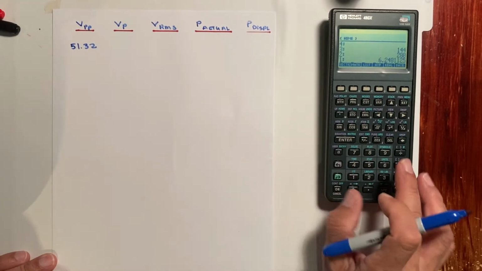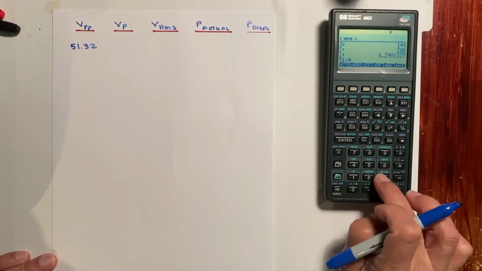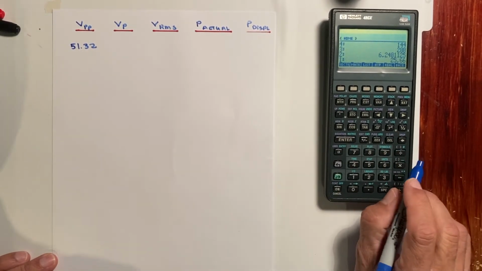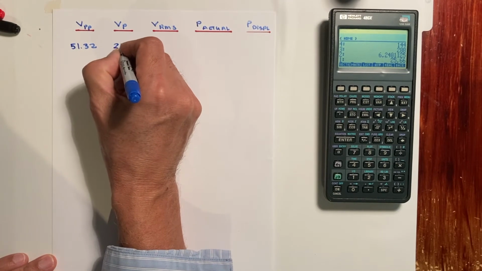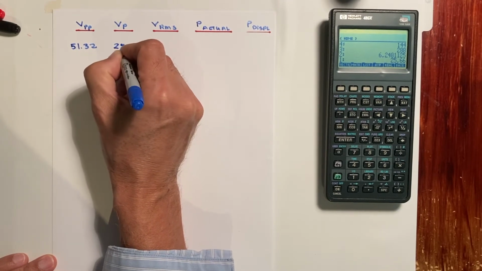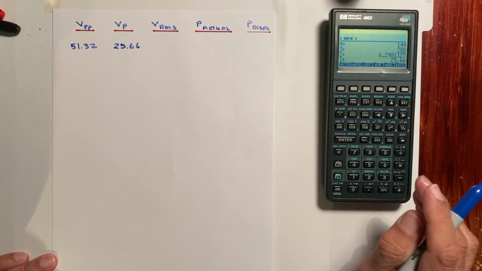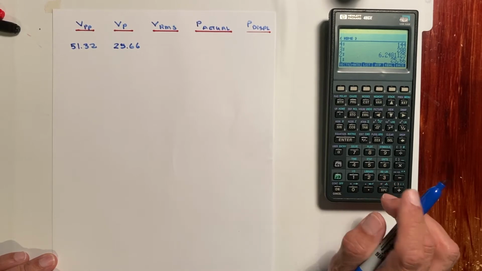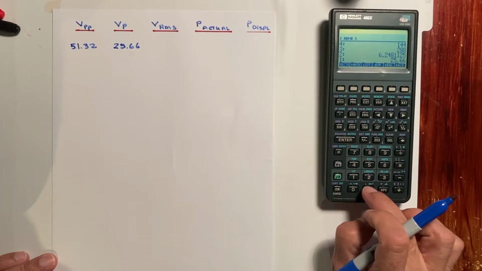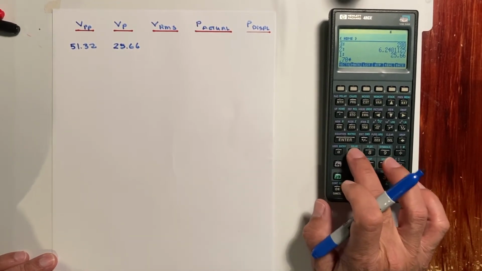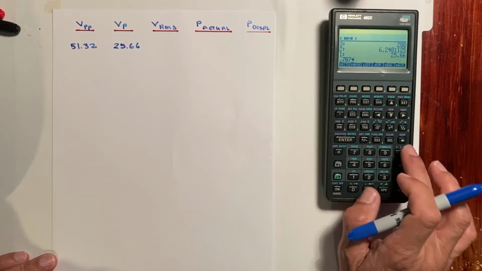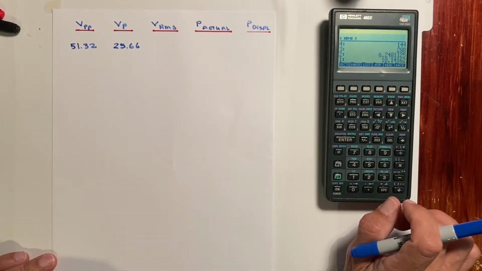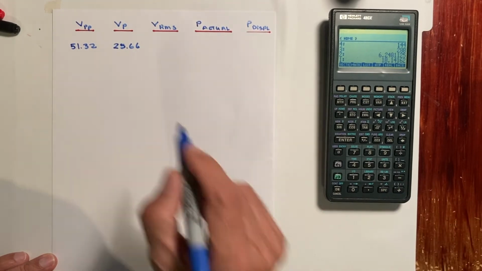So we'll go ahead and turn on the calculator. 51.32, enter, 2 divided by, that becomes 25.66. And we're going to play a little bit loose on the significant figures. We'll just keep it to 2 significant figures. So the voltage RMS then is the square root of 2 over 2 times this value. So that'll be 0.707 times. So that gives me 18.142.